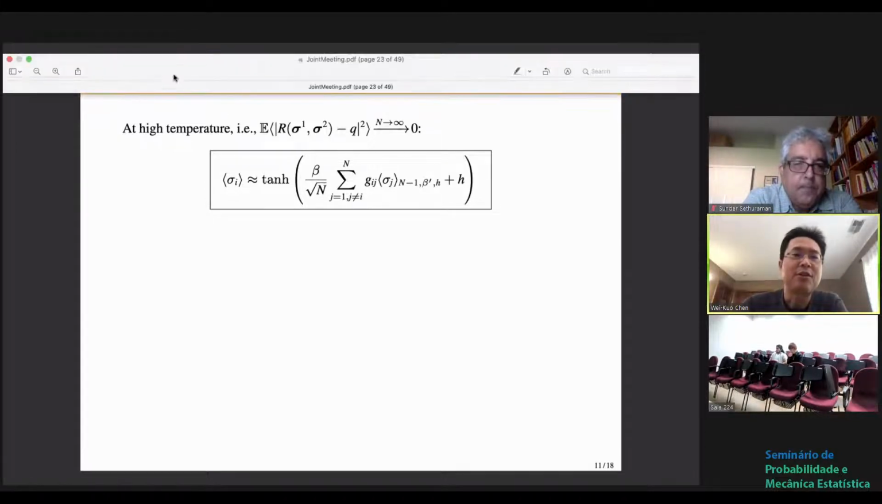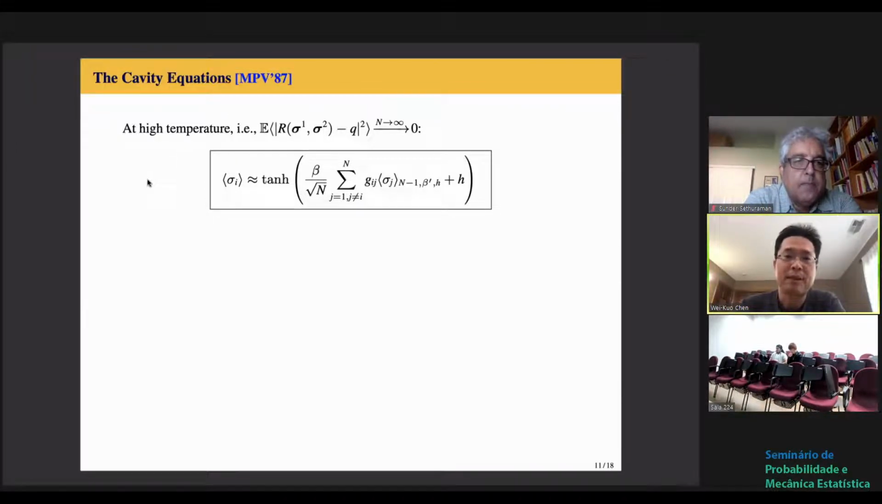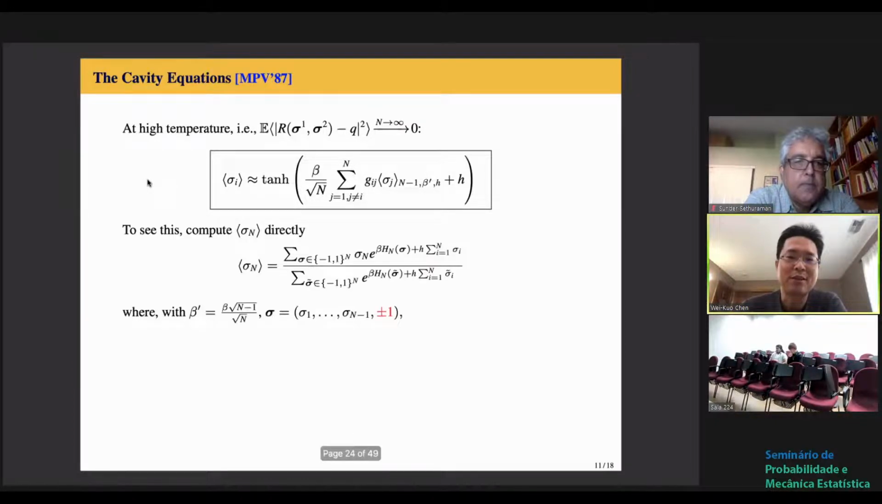So this is the so-called cavity equations. And now let me give you a rough idea how this is proven. This is actually quite cute. All right. So to do this, let me just look at the nth spin. There's no difference between the others, but just look at the nth for simplicity.